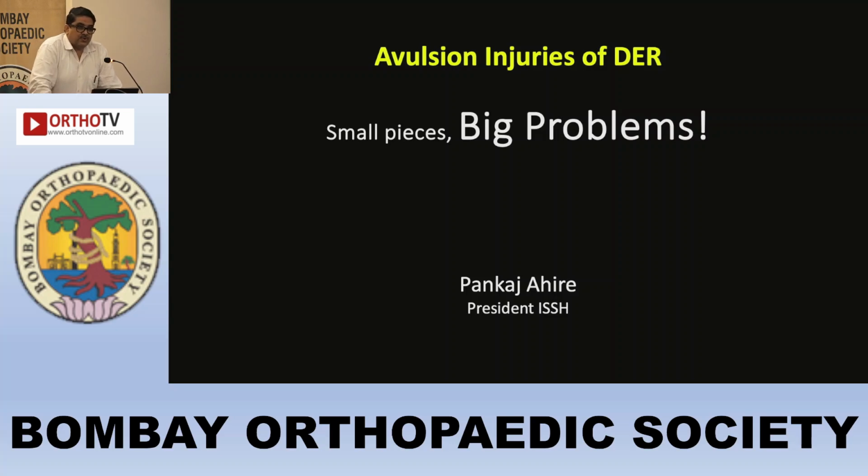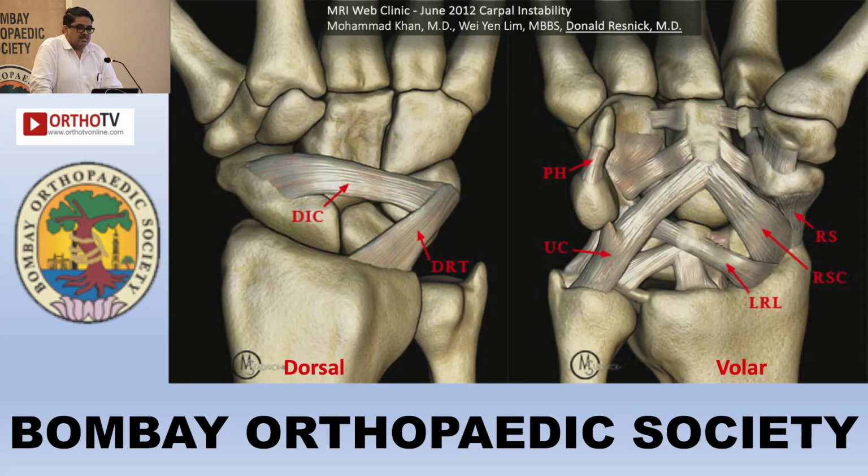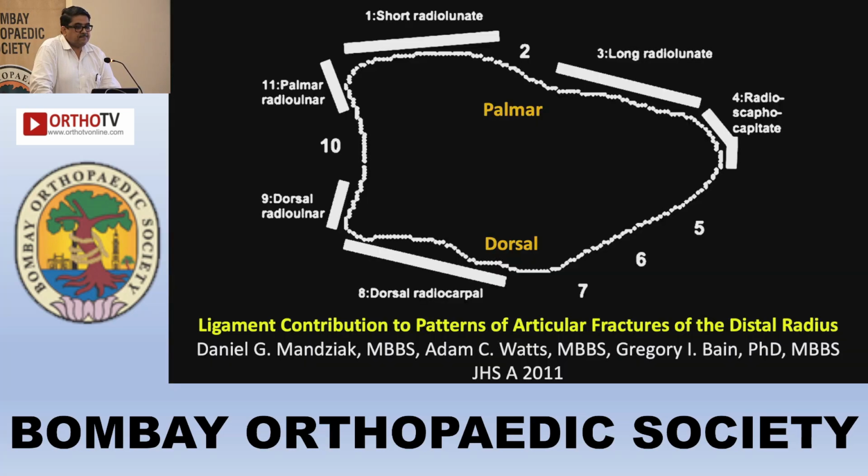So why do these small fragments cause big problems? Because they're essentially very, very unstable. Because all these small fragments in the distal radius are a result of ligamentous injuries. The wrist joint on its volar and dorsal side is covered with ligaments. There are very few areas of the ulna and the radius rim of the dorsum and the volar side which are free of ligaments.